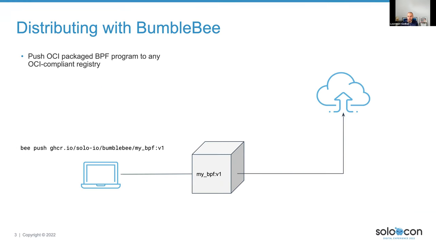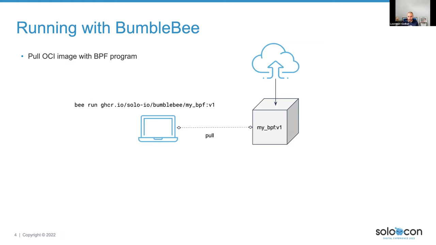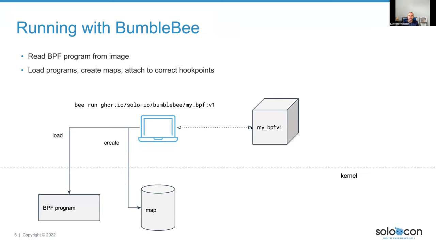This is the push, right? In this example, this is the GitHub container registry. So you can do a push, and that will push the actual OCI image with your program to the registry. And then for running it, you can just do a run, give that same image name, and it will pull your image. Now you have that in your local store, similar to when you're pulling Docker images, right?